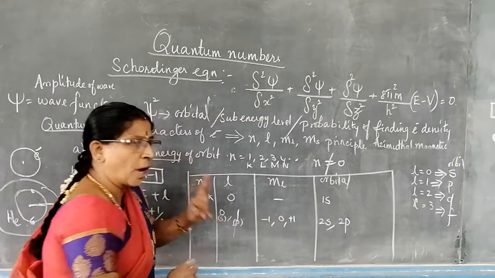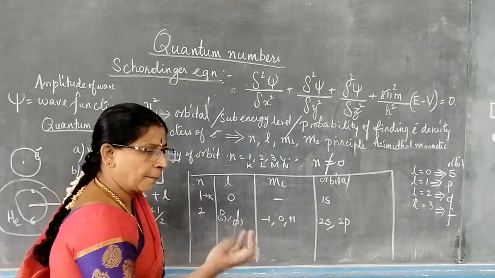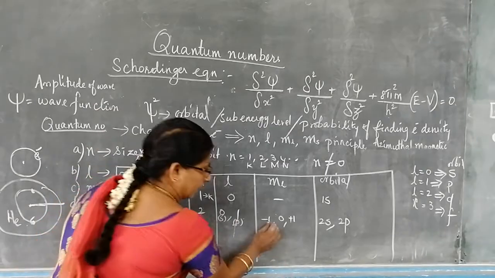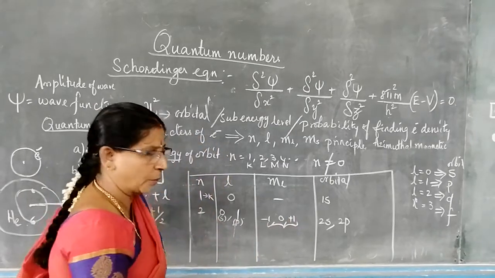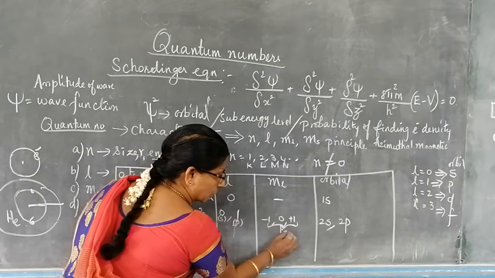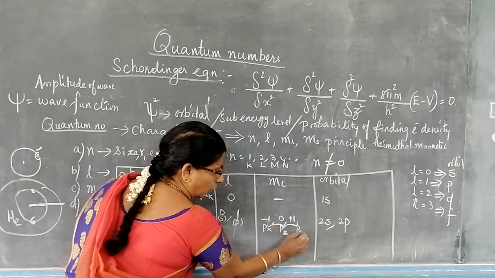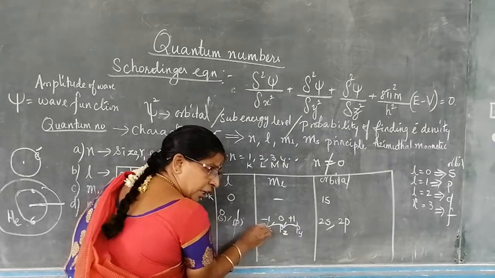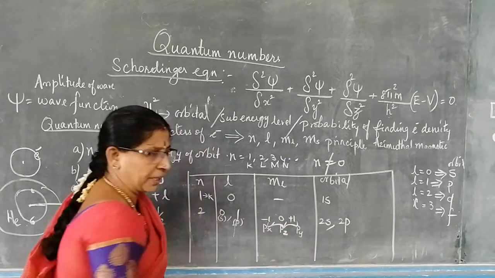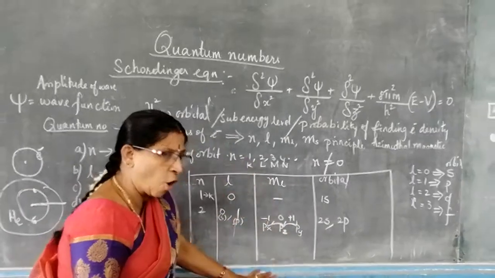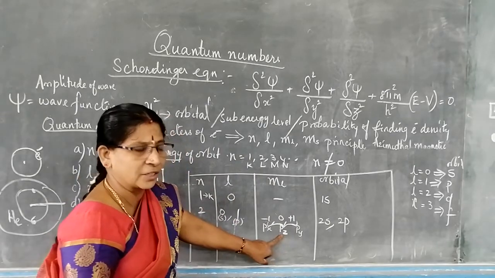In the 2p, there are 3 p orbitals: px, py, pz. That is all. The 0 denotes the pz orbital, and minus 1 and plus 1 denote px and py. But 0 value always denotes the pz orbital.